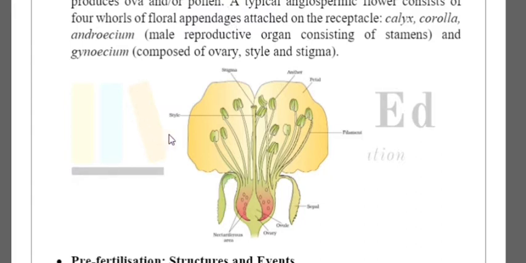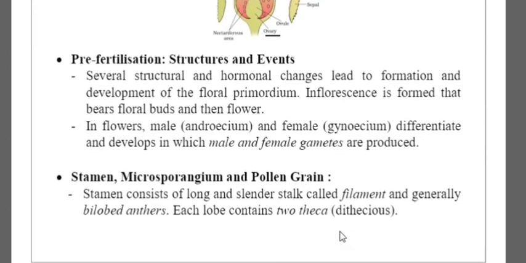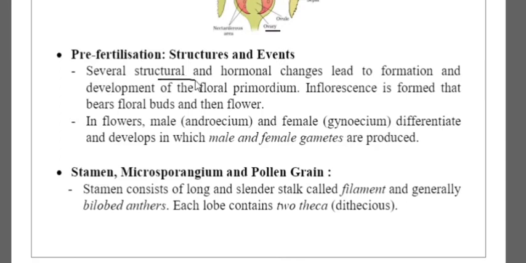Now as soon as we see the structure of a flower, the main things that we should notice are the stigma, style and the ovary for the female part, and the anther and the filament for the male part. These are the main parts that are involved in the sexual reproduction of any flower. So for the pre-fertilization events, there are several structural and hormonal changes, and they are seen to form and develop the floral primordium. And inflorescence is something that bears floral buds and then flower. In flowers, both male and female parts are differentiated, and then male and female gametes are produced.